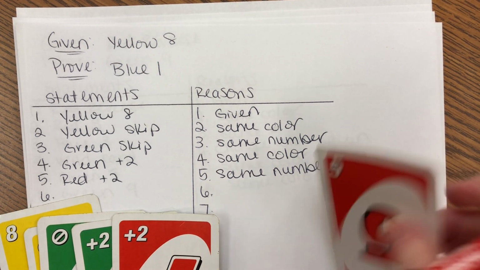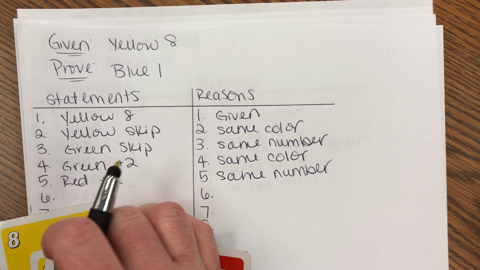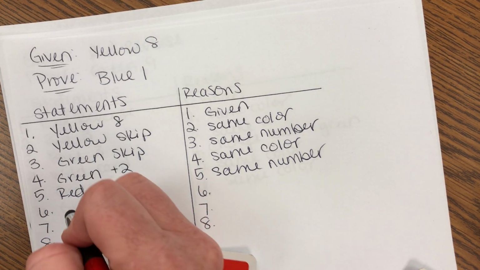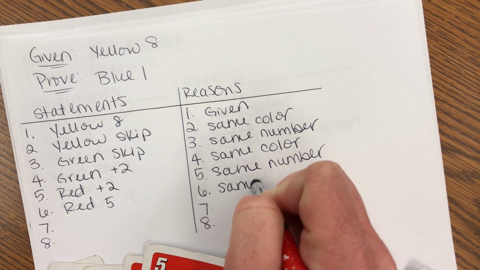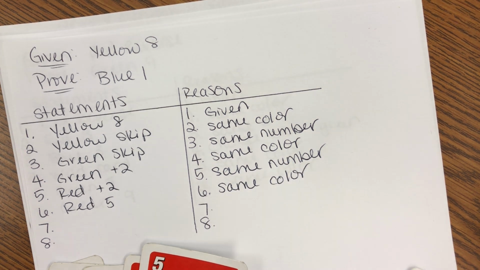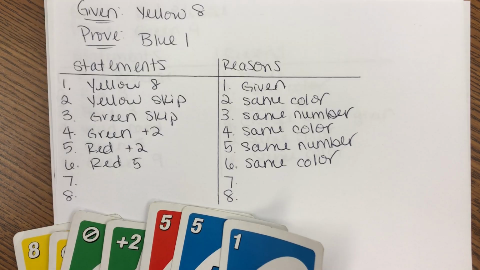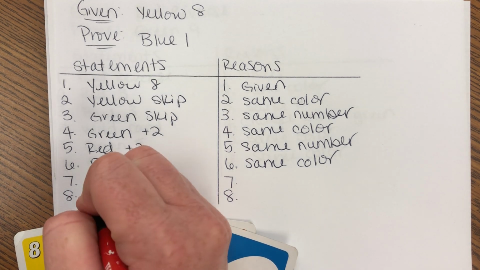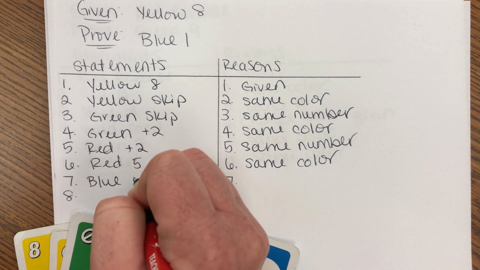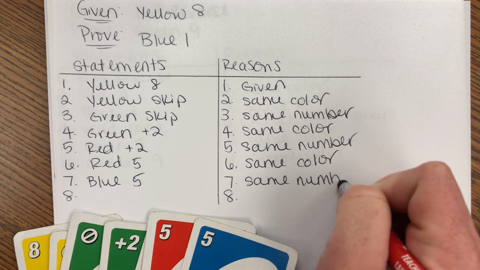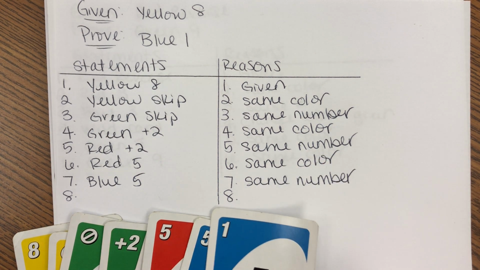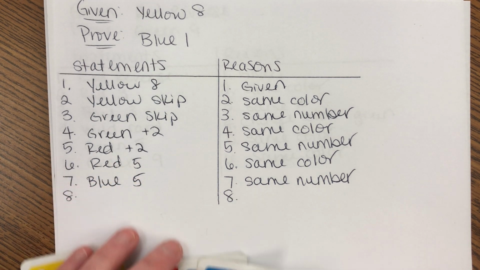Then I had a red 5 because they're the same color. Then I had a blue 5. Oops, sorry, I didn't know you could see. Because they're the same number. And then lastly, I ended with my blue 1 because it's the same color.